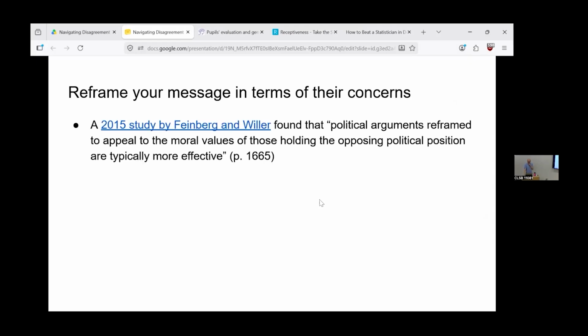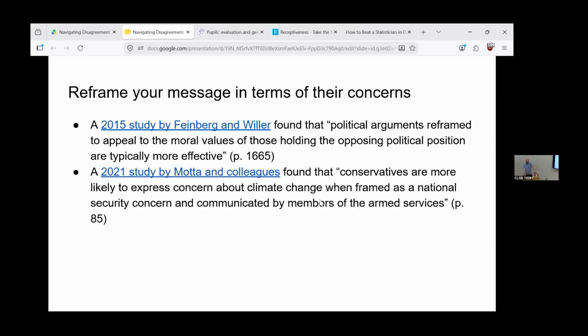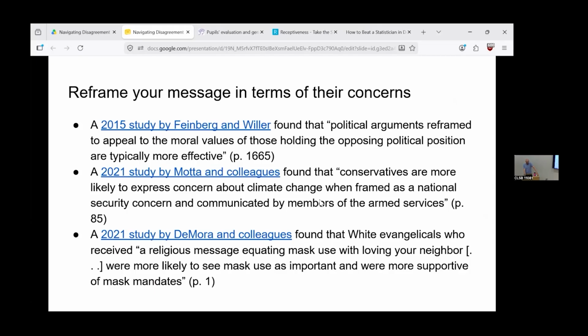So yeah, just some evidence for this. This 2015 study found that political arguments reframed to appeal to the moral values of those holding the opposing political position are typically more effective. Conservatives are more likely to express concern about climate change when framed as a national security concern and communicated by members of the armed services. Or white evangelicals who received a religious message equating mask use with loving your neighbor were more likely to see mask use as important and were more supportive of mask mandates.